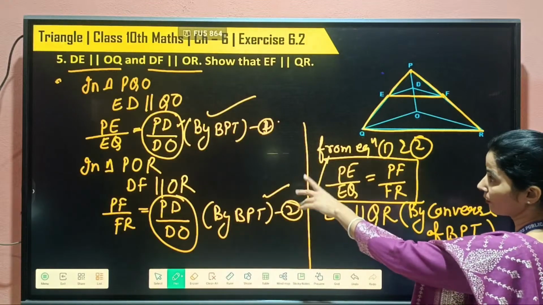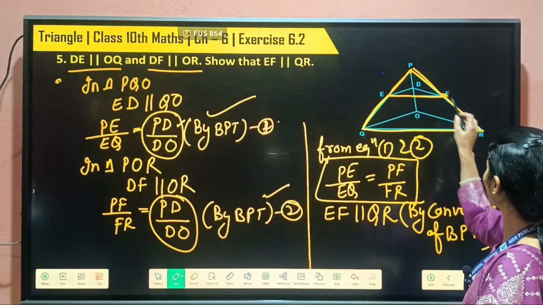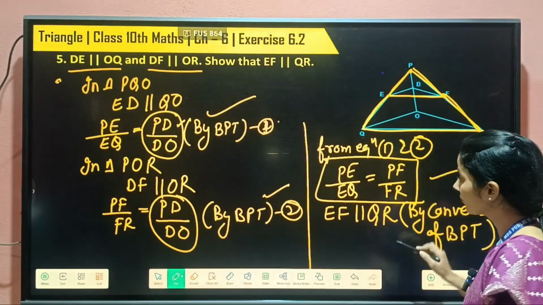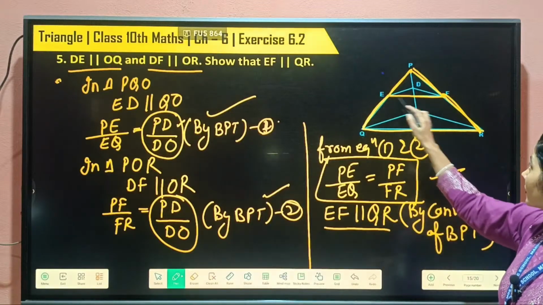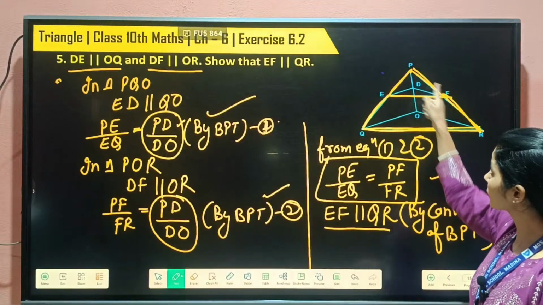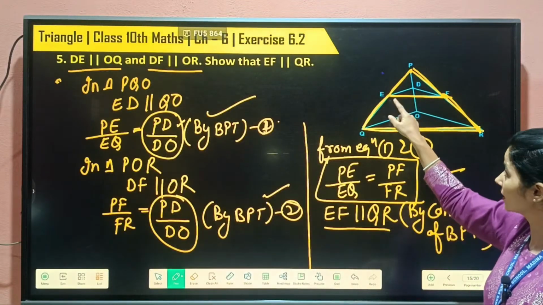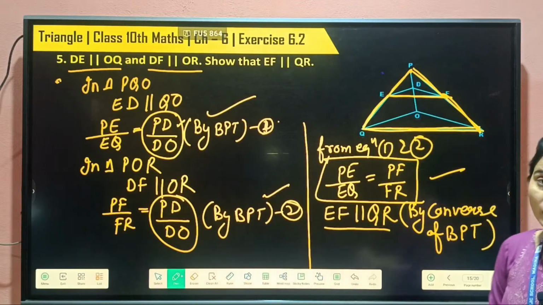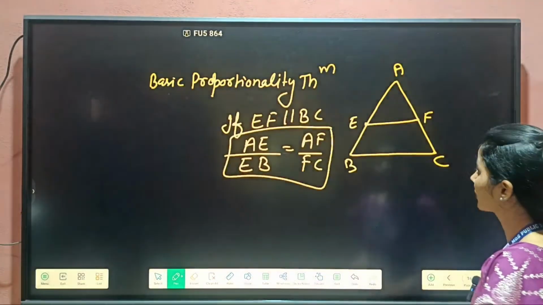As I know from equation 1 and 2, I got PE by EQ and PF by FR equal. Then by converse of BPT, this EF will be parallel to QR. If corresponding sides ratio are equal, then these lines are parallel. So EF will be parallel to QR. Hope you have understood this question. Let us start our next question.